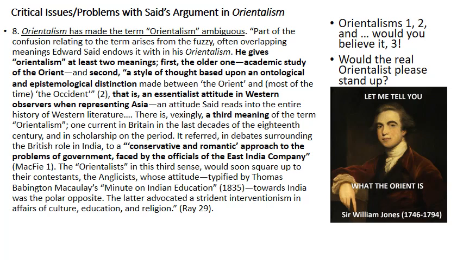Anglicists who, like Thomas Babington Macaulay, suggested a kind of strident interventionism. They said we should change them, we should Anglicize them, we should make them more like us. So there were two camps: people like William Jones who said let them be, let their culture be, with a relativistic, conservative and romantic approach to the government's attitude towards India. And you had the Anglicists who suggested the opposite, strident interventionism.